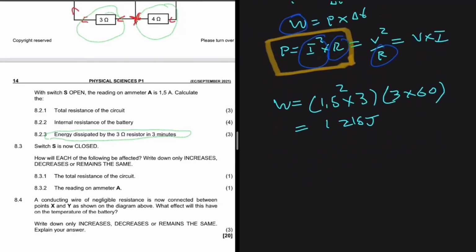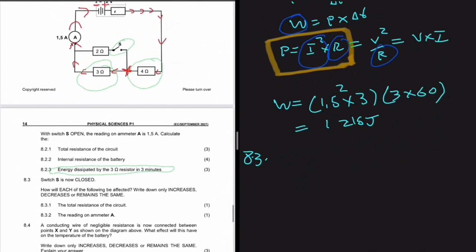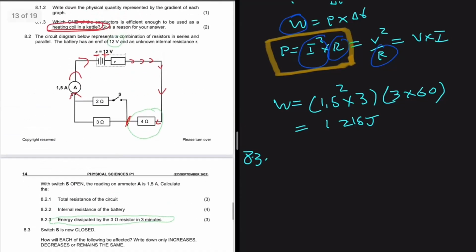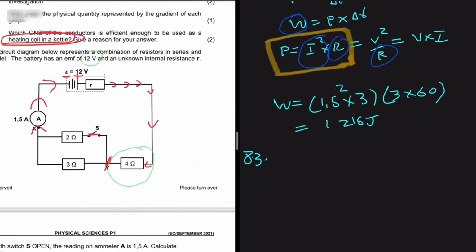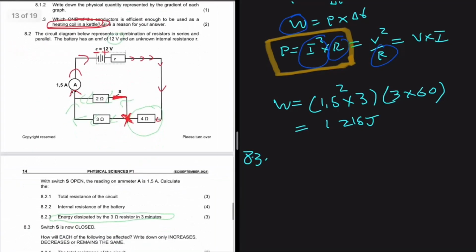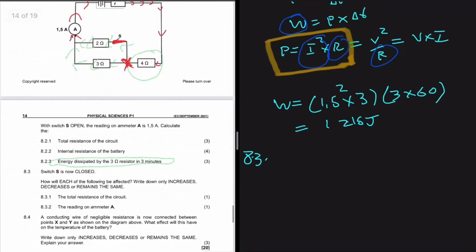Now let's do 8.3. 8.3 says switch S is now closed. Let's go ahead and close switch S. So here's switch S, and we're closing it. When we close switch S, the current is going to split at this point. So we're going to have a proportion of the current going in this direction, and another proportion of the current going in that direction. And then, how will each of the following be affected? Write down only increase, decrease, or remain the same.